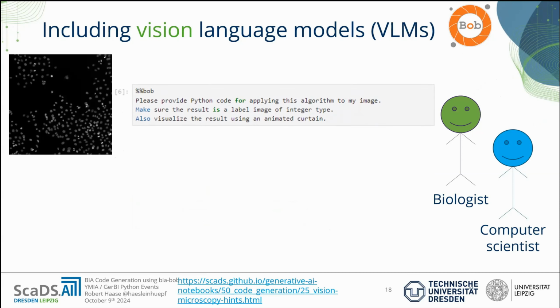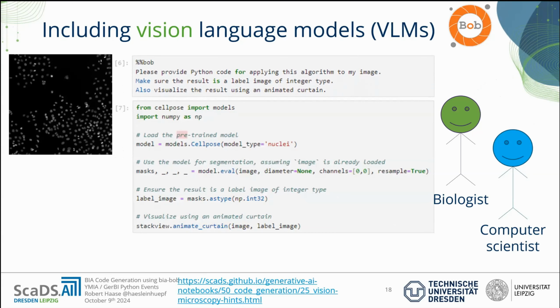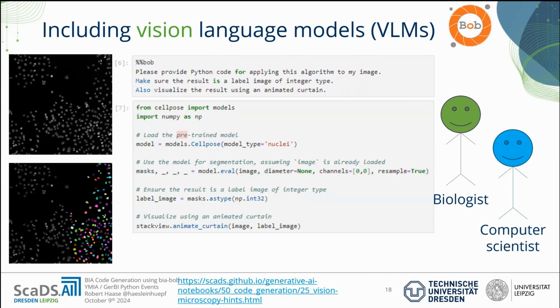So, fancy animation. It will then produce code like this, or it may, right? In something like 50% of the cases, presumably. And it can then come up with a visualization like that, where you can say, yay, and you have your segmentation.